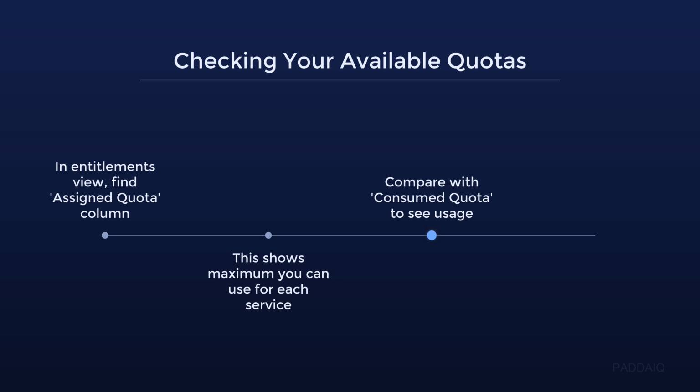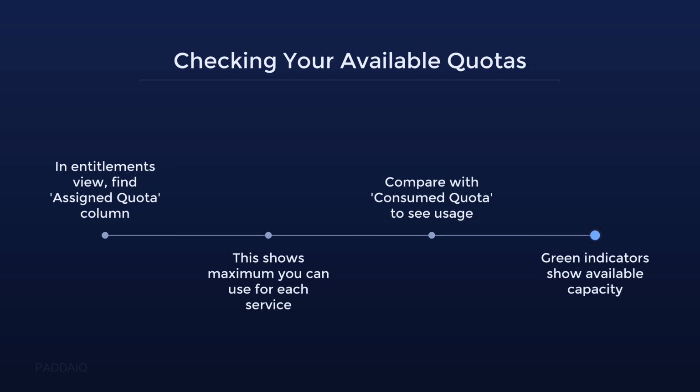Compare with consumed quota to see usage. This means you look at how much quota you have already used versus what you have left. For example, if you have 10 gigabytes total and used 3 gigabytes, you see you have 7 gigabytes remaining. This helps you manage your resources effectively.